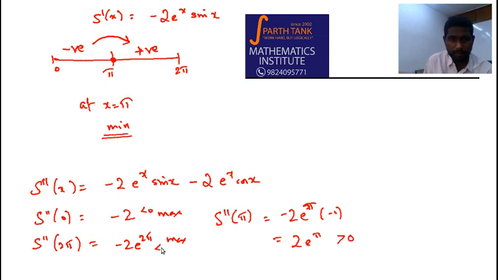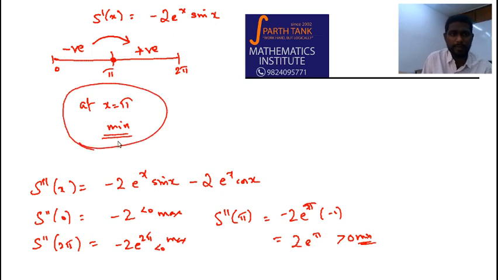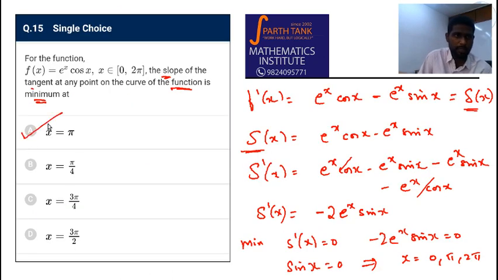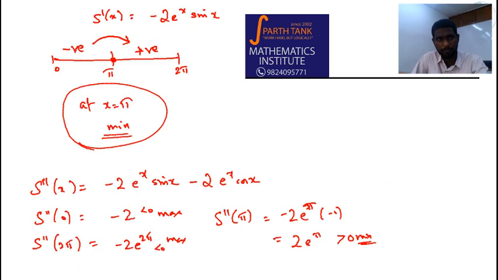These are less than 0. So this is the minimum point. So at x is equal to pi, there is a minimum. So that is option A, x is pi is the minimum.